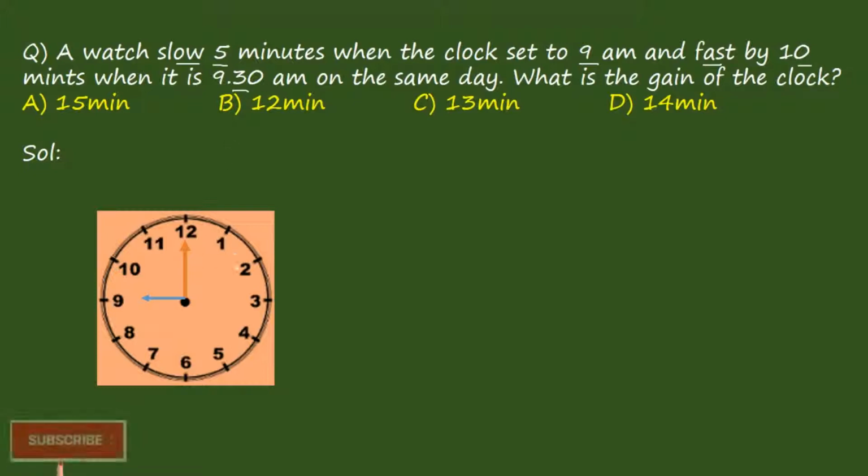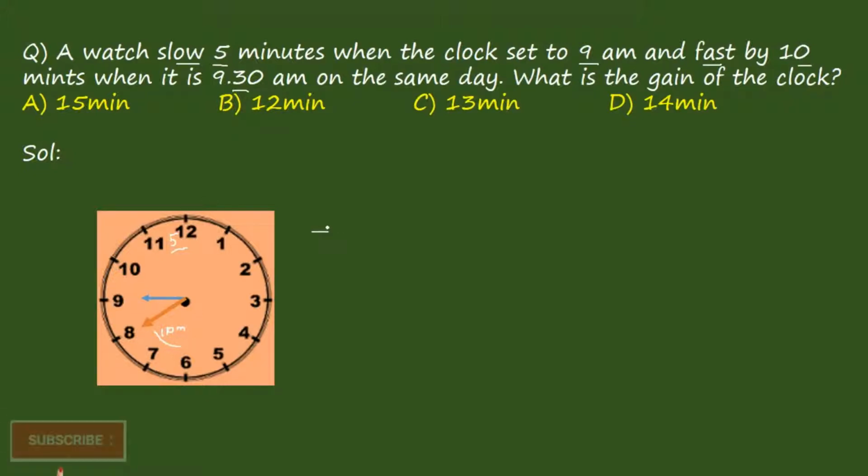If you consider a watch here, it is 9 o'clock, right? But it is slow by 5 minutes. It moves back, so it is 5 minutes slow. Now at 9:30 it is 10 minutes fast. If you consider 9:30, then it becomes 10 minutes fast, right? It is 10 minutes fast. What is the gain, right?